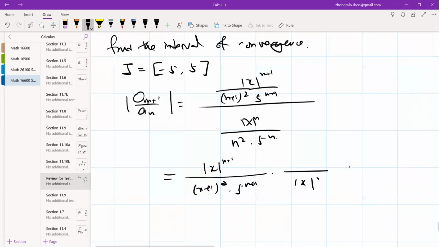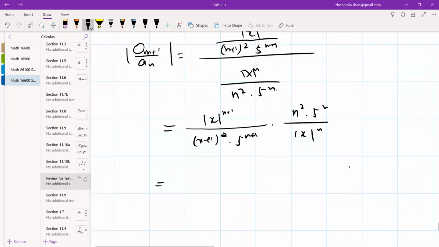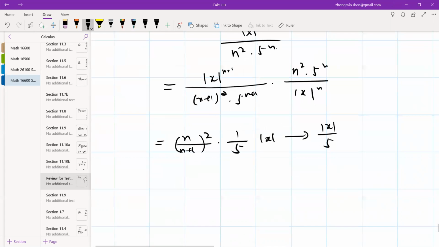So I get this upside down, right? n squared after n. So this one x is left. So I got n over n plus 1 squared, times 1 over 5. And this is again absolute value of x. So the limit is going to be absolute x divided by 5. So clearly, when this is less than 1, the series is absolutely convergent.